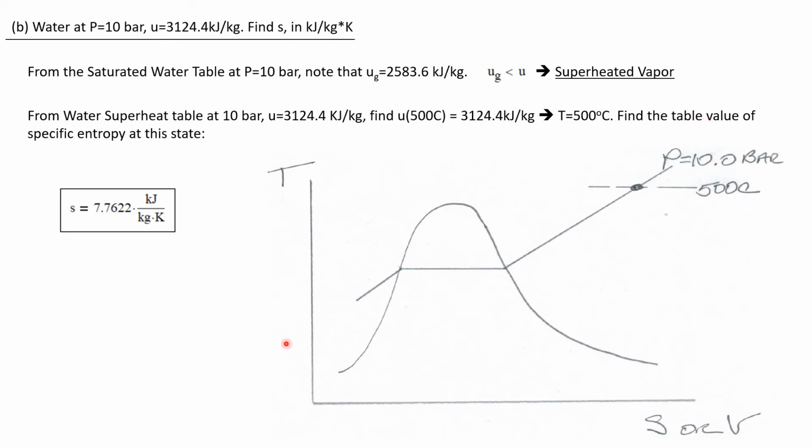So I can go ahead and plot that on a TV diagram or TS diagram. The state exists where the 10 bar pressure line crosses the 500 degrees C line, and that is out here in the superheated vapor region. And all I have to do now is get the value of entropy at this state in the table, which is 7.7622 kilojoules per kilogram K.